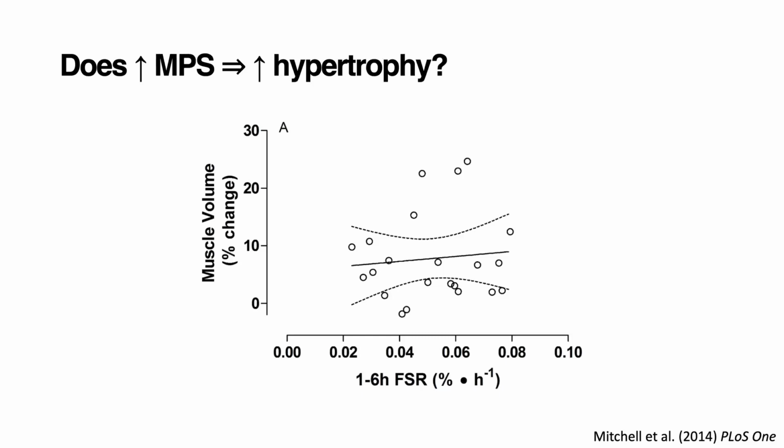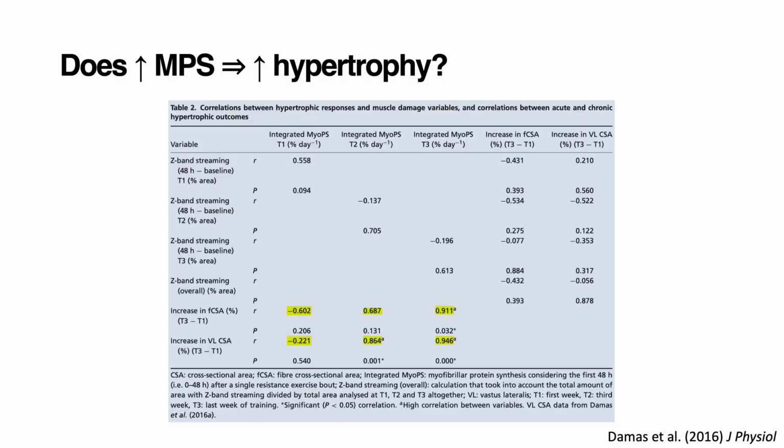So the next one is, does increased muscle protein synthesis increase hypertrophy? And this is from the classic Mitchell paper, again from Stu Phillips' group from 2014, where they showed pretty much no correlation between muscle protein synthesis taken before training and muscle volume measured over the course of a training protocol. But this is kind of challenged more recently by Damas et al., in which they looked at what happens if we look at this relationship very early in the training cycle, or in the third week of training, or in the last week of training. So this is perhaps the more interesting point, and you do start to see pretty strong correlations after you account for this initial training week, which might be associated with muscle damage.